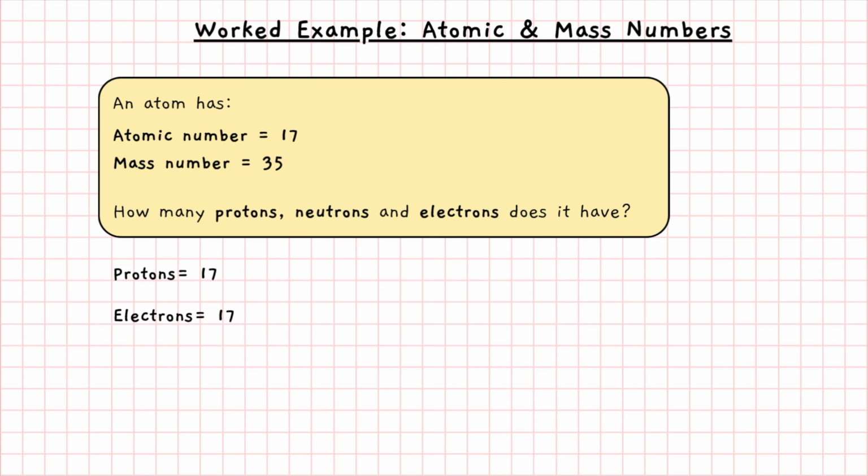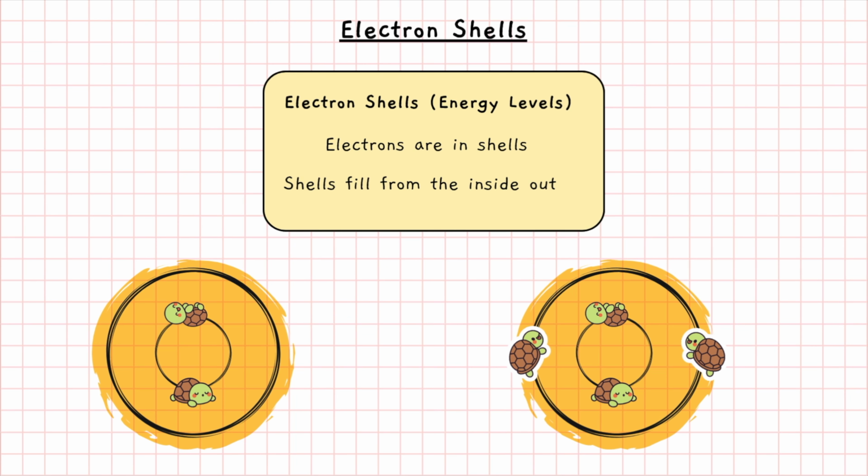Finally, we deal with neutrons. The mass number counts the number of protons and neutrons together. So to find the number of neutrons, we subtract the atomic number from the mass number. That's 35 minus 17, which gives us 18 neutrons. So putting it all together, this atom has 17 protons, 17 electrons, and 18 neutrons. Always start with protons, check whether the atom is neutral, then finish with neutrons. If you follow that order every time, you won't go wrong.